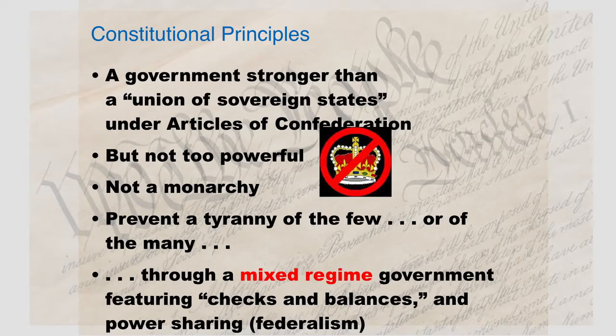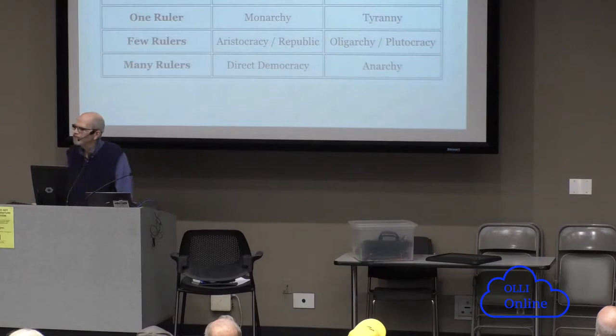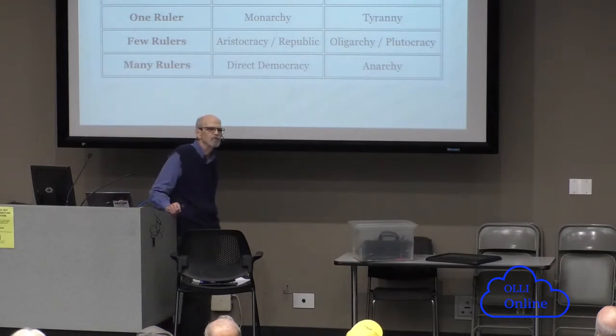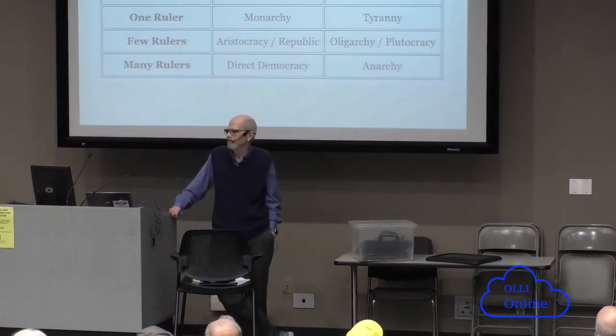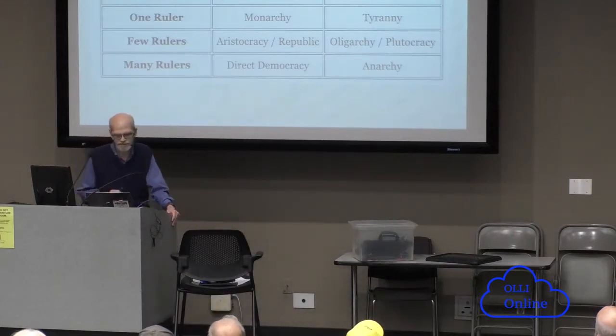So what they came up with was a mixed system of government, featuring checks and balances and power sharing. Not to go into Aristotle a whole lot, but that was not unlike what Aristotle suggested thousands of years earlier, in which he talked about the various forms of government and which forms might work best and what happens when that form of government breaks down. The one ruler system works well and the monarchy works well, but it can deteriorate into a tyranny depending upon who becomes the monarch. Think of Game of Thrones.